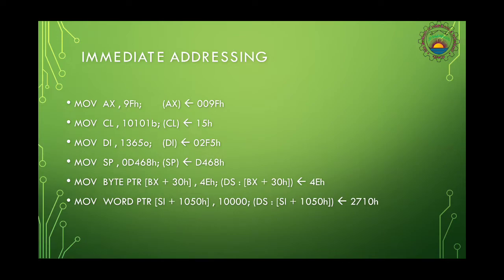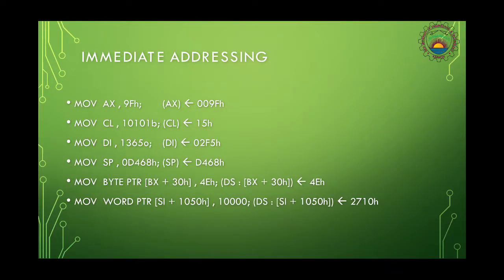In the third instruction, we are having MOV DI, 13650. So the data type here is octal. So this octal number will be converted into hex. The equivalent hex is 05F5 hex. So that hex number will be moving into the destination index register of the processor.